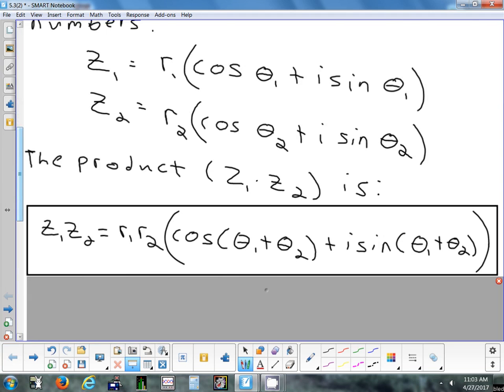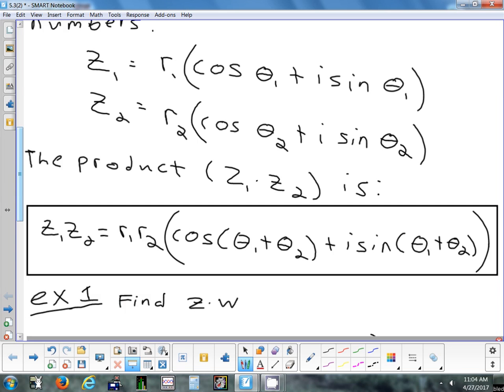Just take the two radii, multiply them, write that number down. Take the two angles, add them, and write that number down. And that takes the place of all the work we had to do. All the foiling and changing to i-squareds, combining like terms, all that stuff is going to go away. But you have to have your numbers in polar. That's the way this works.